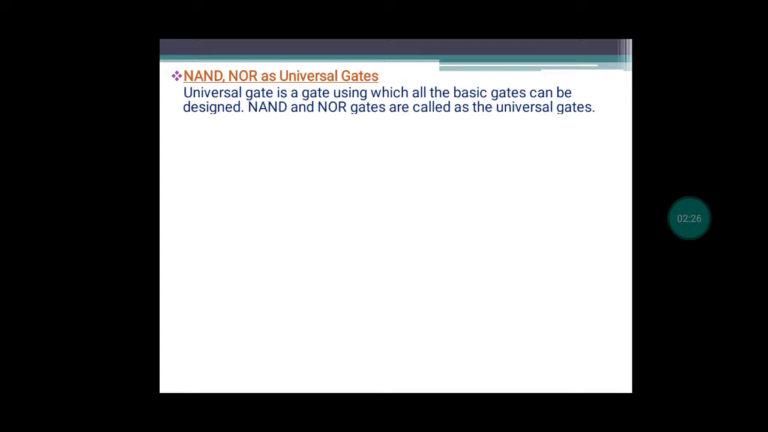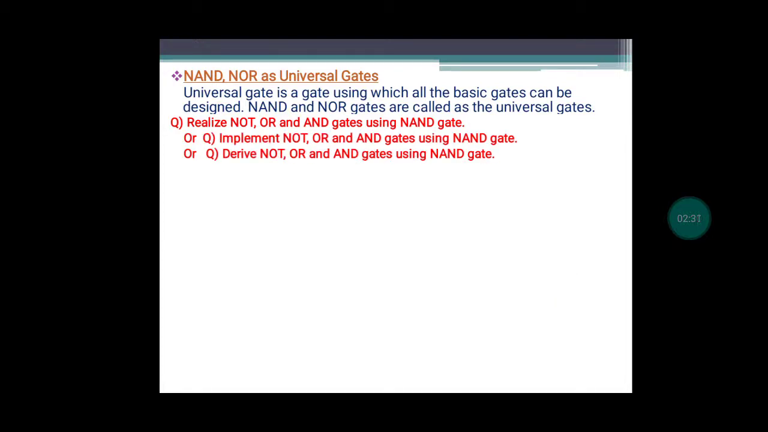Now the next main question can be asked here for 3 marks, that is realize NOT, OR, AND gates using NAND gate. The question can be asked like realize or implement or derive. Any of the gates, it can be NOT gate, OR gate, AND gate. They can ask you to design any of these gates using the NAND gate. How to derive these gates using the NAND gates? We will see one by one. First one is NAND to NOT gate.